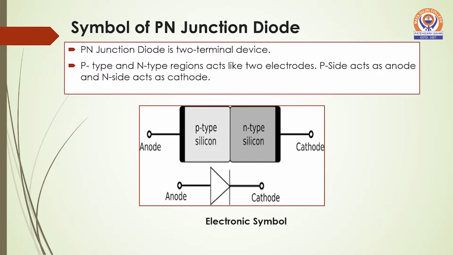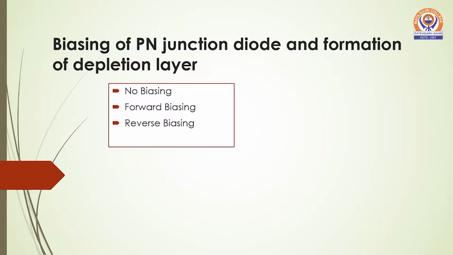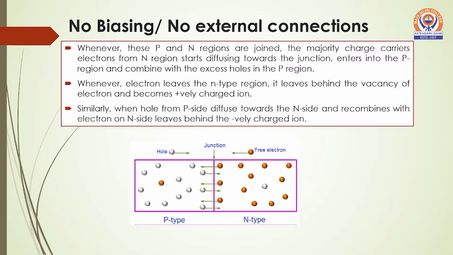Here is the symbol of PN junction diode. PN junction diode is a two-terminal device where the P side acts as the anode and the N side acts as the cathode. Here we will discuss the types of biasing of PN junction diode and the formation of depletion layer.